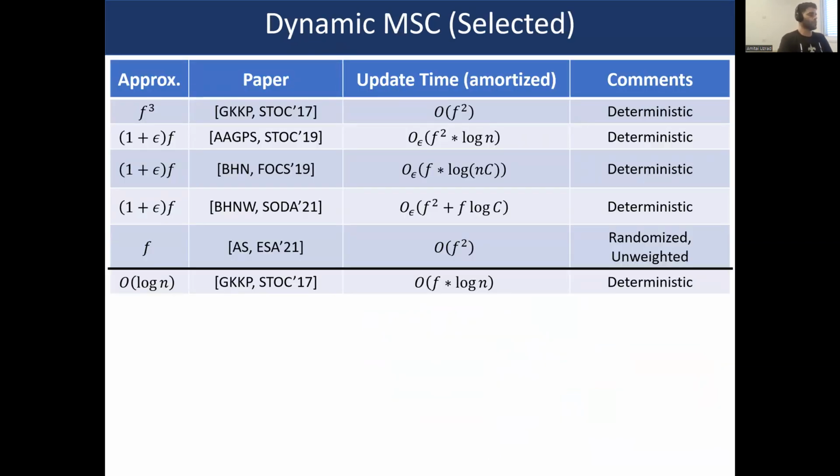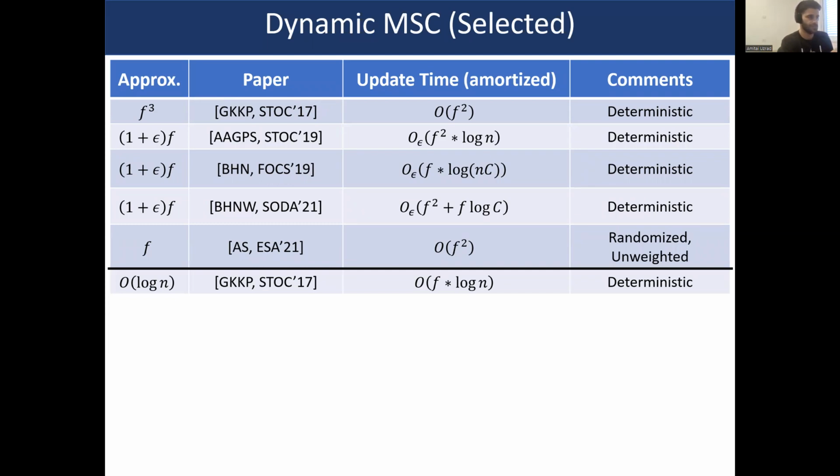Some previous results. So the first 5 results here, you can see they rely on the primal dual methods. You can see from the approximation ratio that they are dependent on f. They use primal dual methods. And the last one is the state of the art that relies on greedy. It gives an O(log n) approximation.